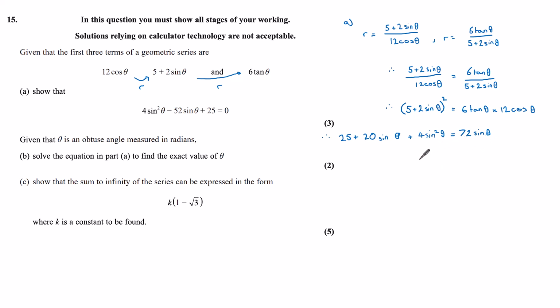Subtracting 72 sine theta from both sides, forming my quadratic, 4 sine squared theta minus 52 sine theta plus 25 is equal to 0. And that's what I wanted to show.